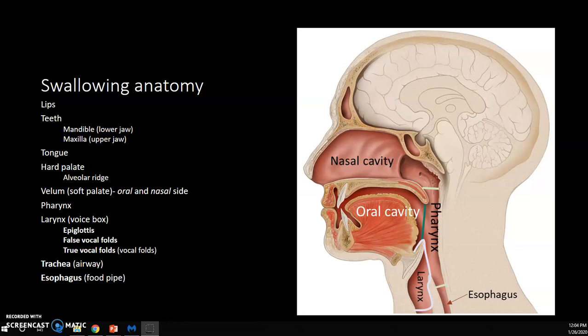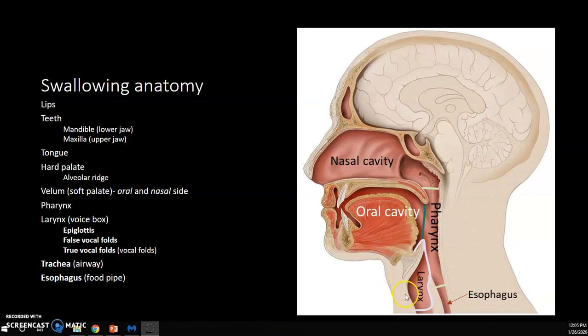So most of this is again going to be very familiar for you. We're going to talk about the lips and the teeth, the tongue, the hard palate, the velum, the pharynx, the larynx, and the different parts of the larynx. We'll talk a little bit about the trachea or the airway and its role in swallowing versus its role for providing air through the larynx for voicing. And we'll talk about now the esophagus. So the esophagus is really the only new structure that you have to learn for swallowing. Everything else is basically the same.